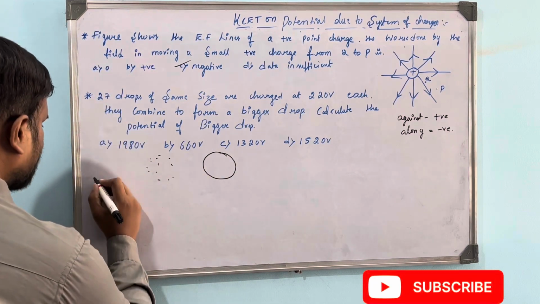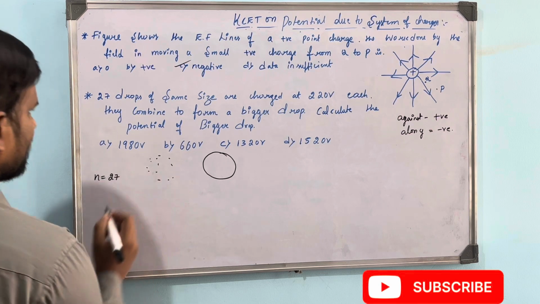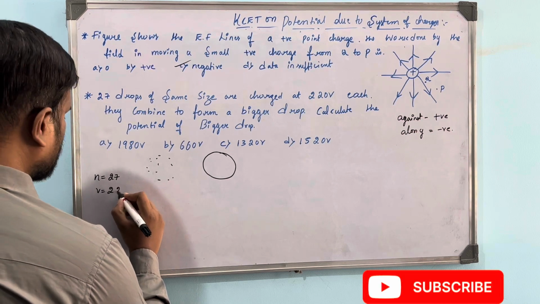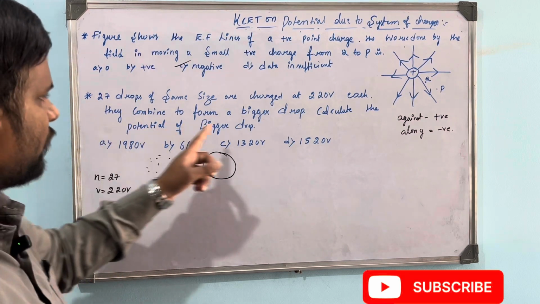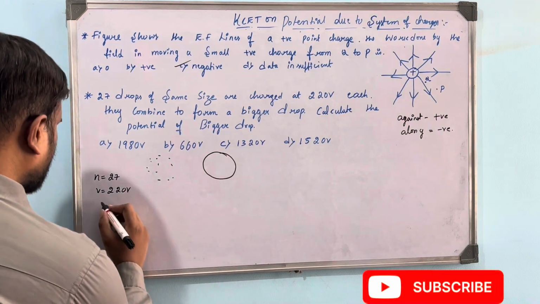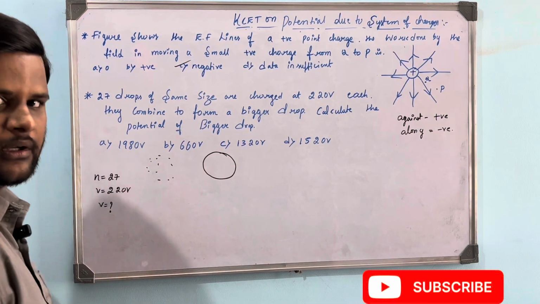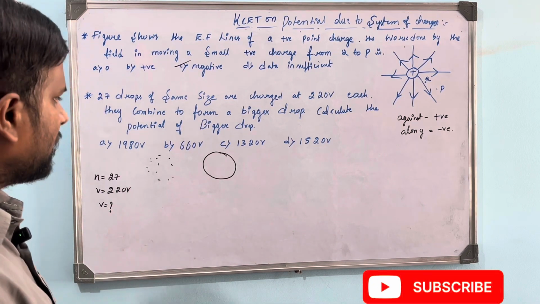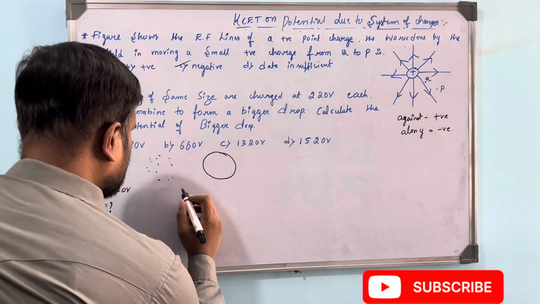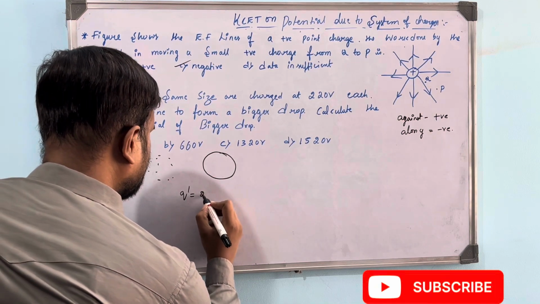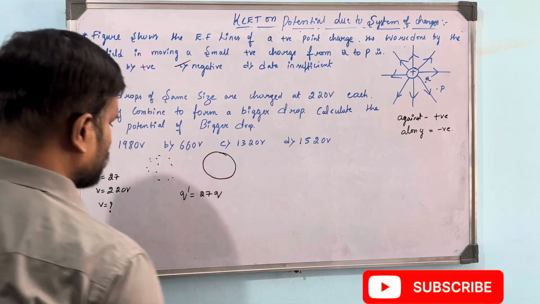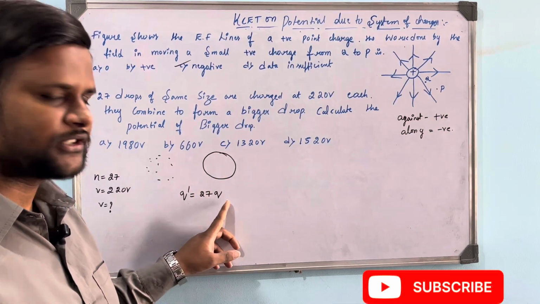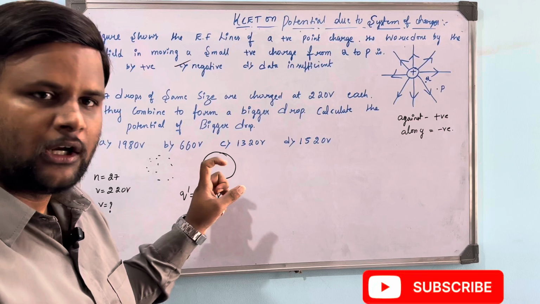What data have they given? The n value, n is equal to 27, and each is charged at 220 volt. They combine to form a bigger drop, and the potential of the bigger drop is the question mark. These are the values for the small drop, and we need to calculate the values of the bigger drop. Here the charge becomes 27 times Q. The charge of the bigger drop becomes 27 times the charge, because all the charges are combined together to form a bigger drop.